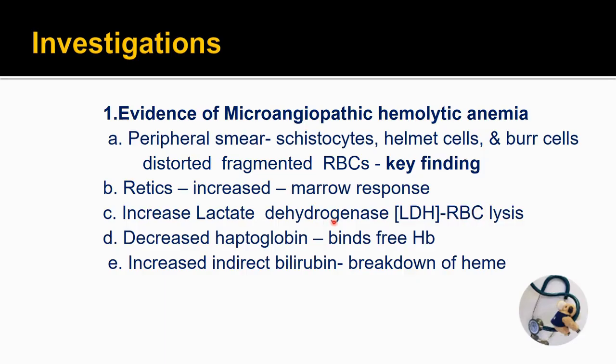So there is increased lactate dehydrogenase. And decreased haptoglobin, because haptoglobin is binding with the free hemoglobin. With the lysis of RBC, hemoglobin is getting released, which is bound with the haptoglobin. So the level of haptoglobin will decrease. And there is increased indirect bilirubin, that is due to breakdown of the heme. After the hemoglobin is released, that will break down to heme. So because of this it will be converted to indirect bilirubin. So bilirubin is increased. So all these are evidences of microangiopathic hemolytic anemia.